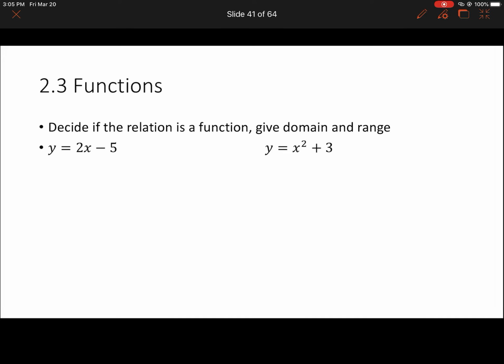So in our previous video, we were talking about functions and the vertical line test and how to determine if a graph is a function or not, and domain and range and all those things. And so in this video, we're going to talk about the equations.